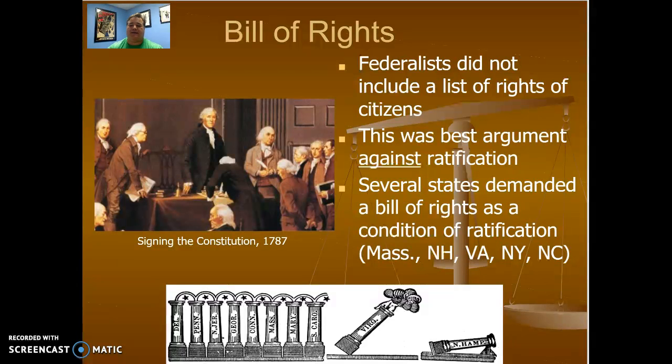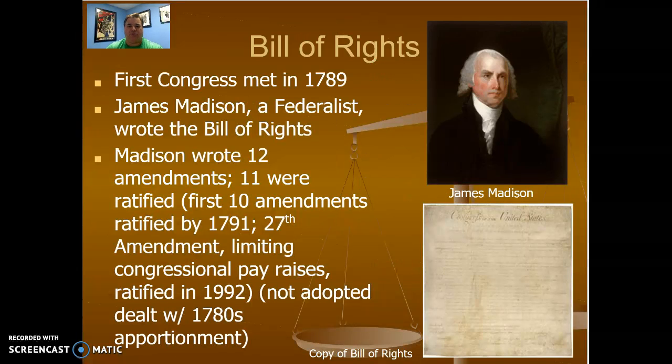And so the Constitution was adopted, and one of the first actions of the Congress, in 1789, was to draft a Bill of Rights. So these would become amendments to the Constitution, and they're the first 10 amendments, first 10 changes to the Constitution. James Madison, a Federalist, you might recall, we just mentioned his name a little earlier, as one of the authors of the Federalist Papers, was charged with writing the Bill of Rights.